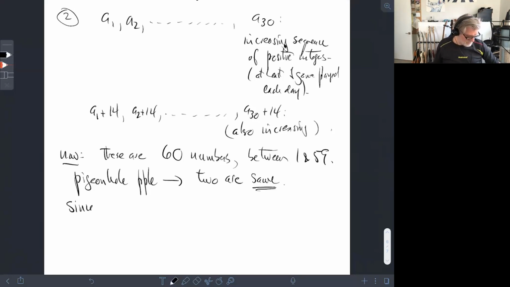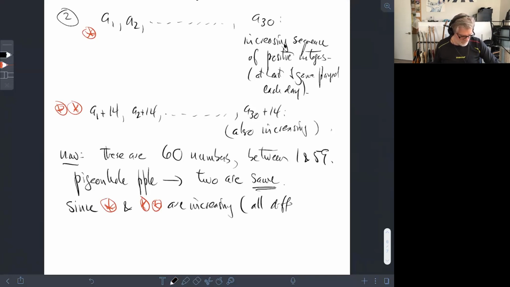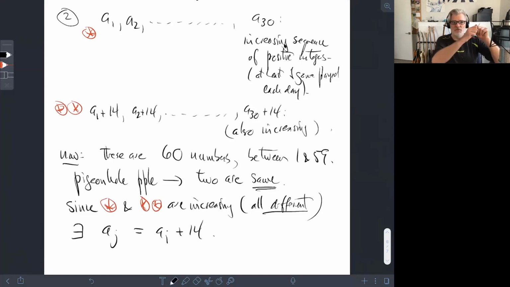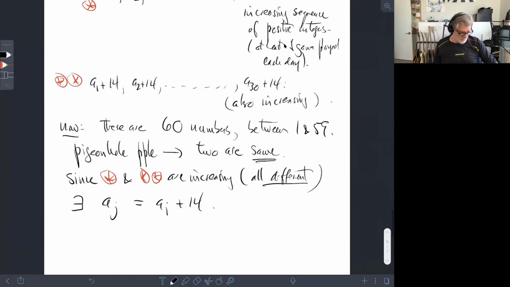Since this and this are increasing, meaning all different, it means that there exists an Ai equal to some Aj. I should write it the other way, so it matches what I wrote earlier: Aj equals Ai plus 14. None of the 30 in the single star can be the same, and none in the double star can be the same, but in the whole list of 60 numbers, two must be the same. So there's one in the first list which is equal to one in the second list. We're done.